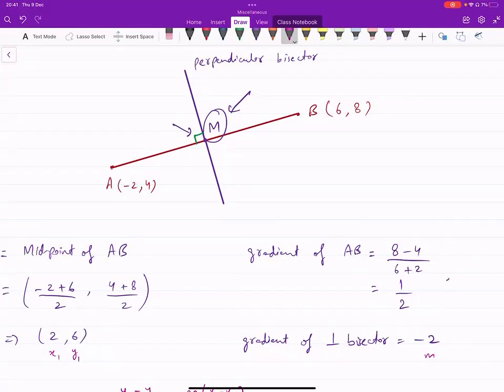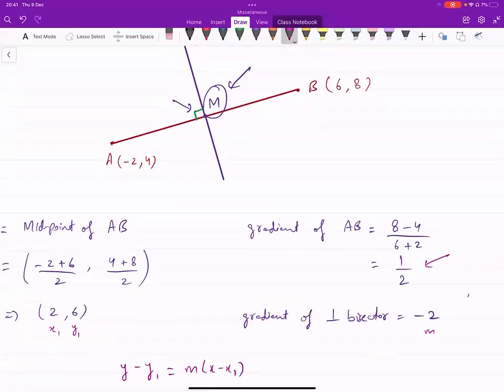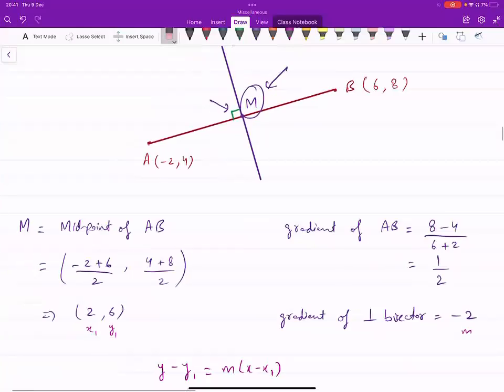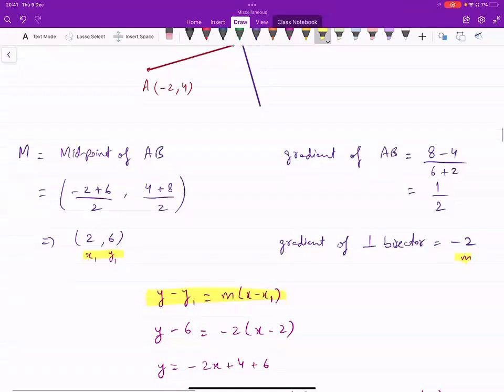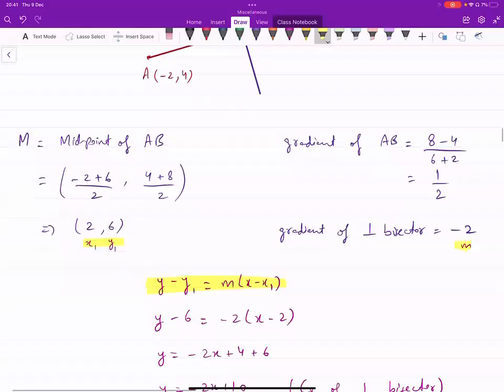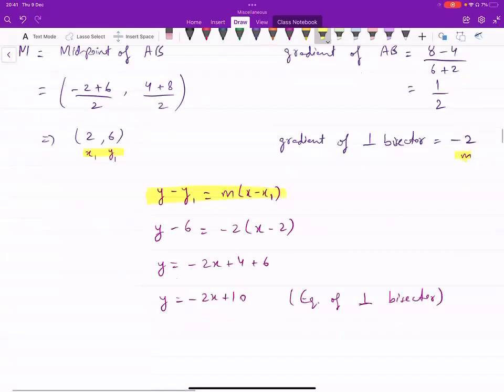So once we have this gradient 1/2, the gradient of its perpendicular is going to be -2. We change the sign and take reciprocal. So now we've got the gradient, and also a point lying on the line. We use this form, y minus y1 equals m into x minus x1. इसके अंदर values input कर देंगे and you'll get the equation of the perpendicular bisector. Okay, so that's how you find the equation of the perpendicular bisector of the line joining 2 points.